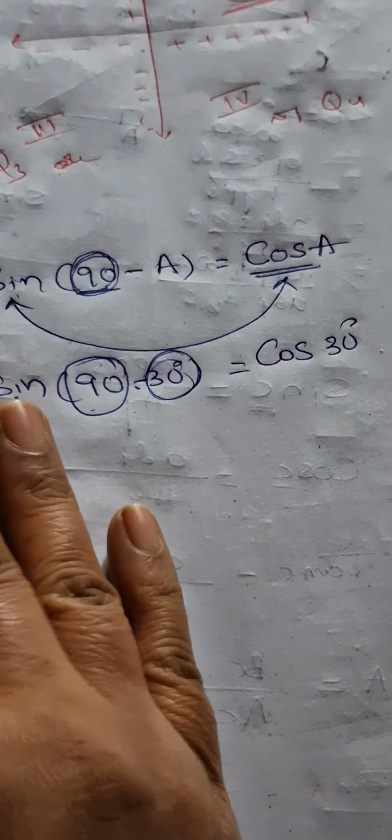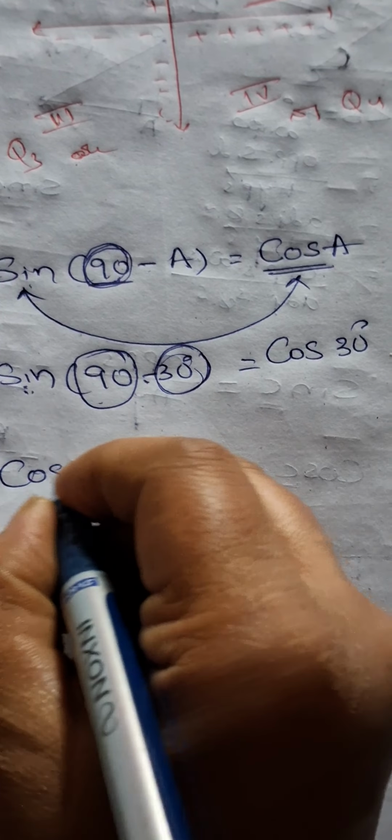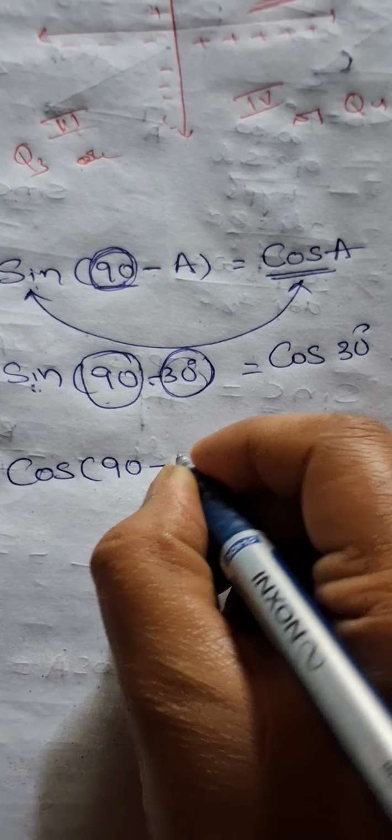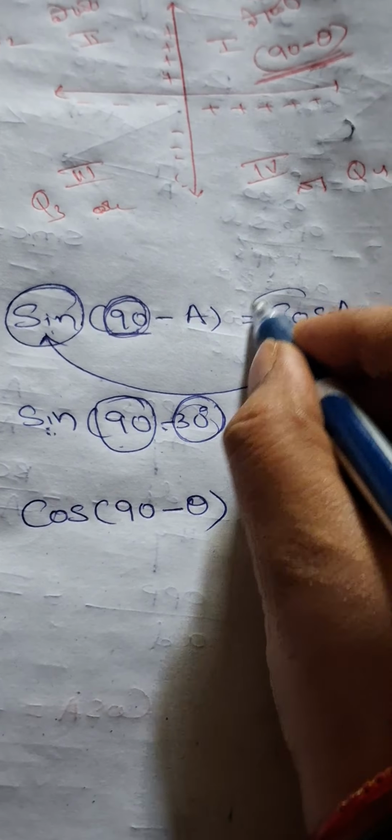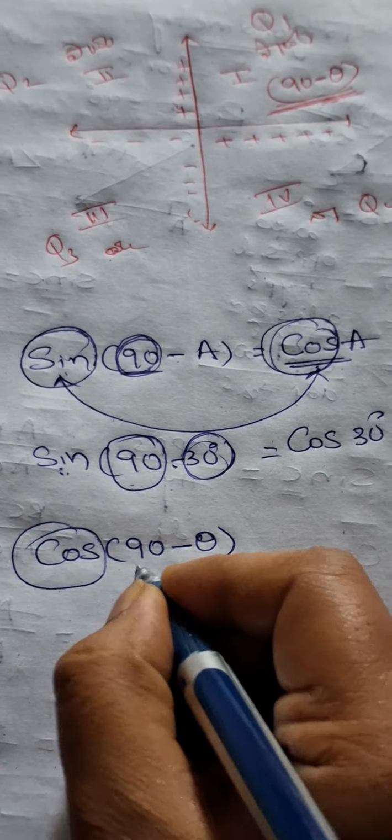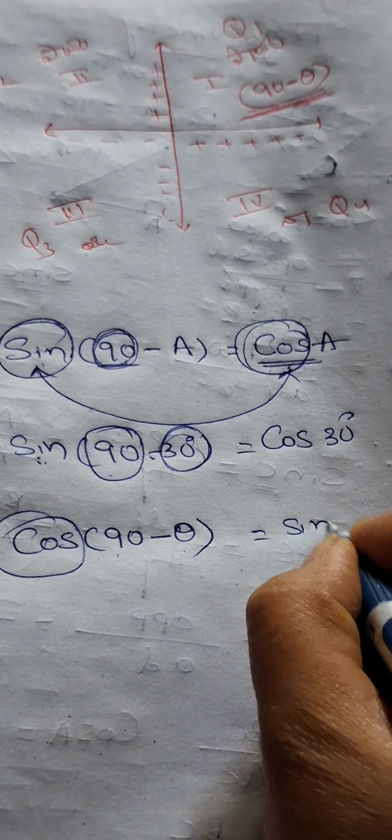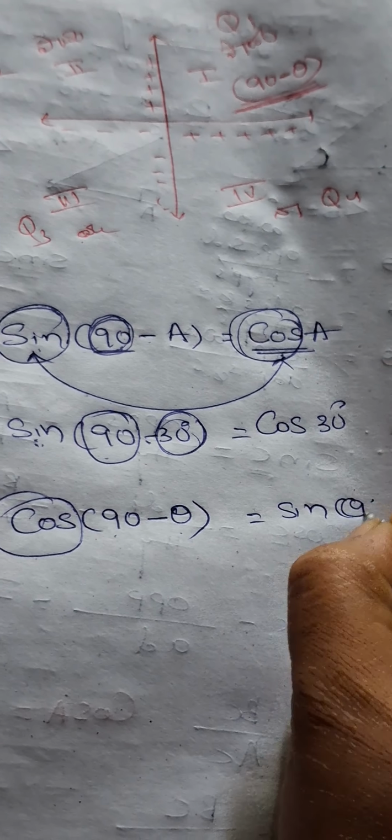Okay, for example, if you get cos 90 minus theta. If you see sin, you are going to write cos, and in the same way, if you see cos 90 minus theta, then you write sin theta.